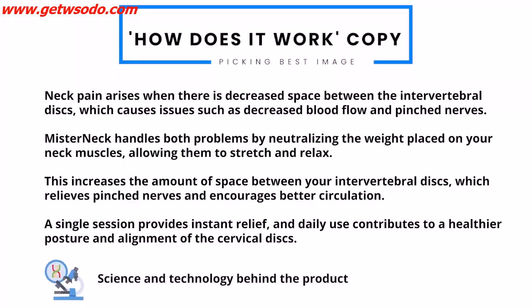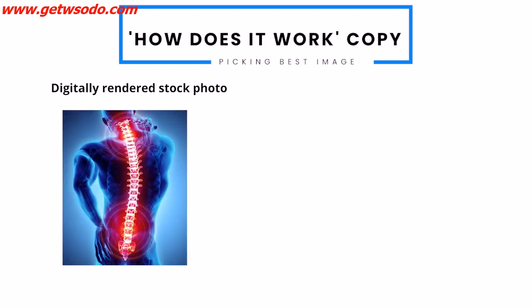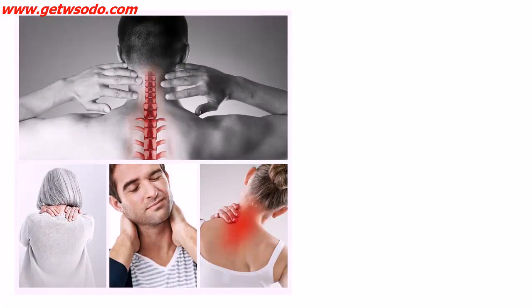This section of copy is centered around the science and technology behind the product. Typically, what we like to use here is a digitally rendered stock photo that is relevant to the product in some way. Since we're marketing a cervical neck device, a 3D rendering of a human body/spine would be perfect. And here's an image I found that's particularly interesting.